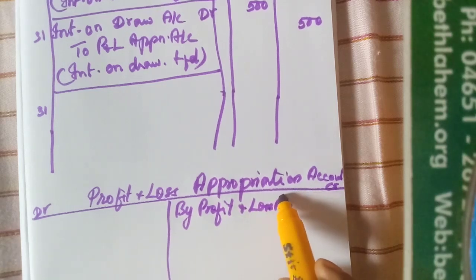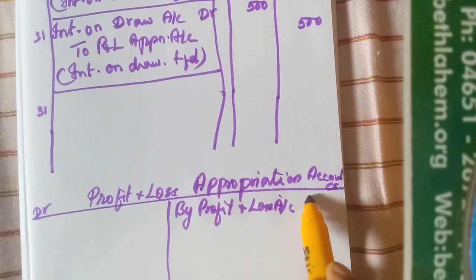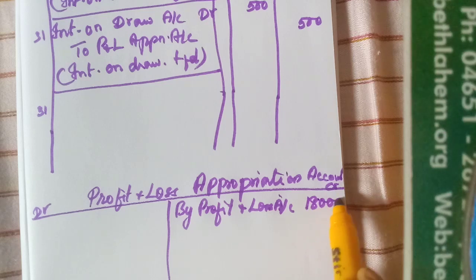What is the amount given? The adjustment given: the net profit of the firm before considering interest on capital and interest on drawings amounted to rupees 18,000. That you write, 18,000.